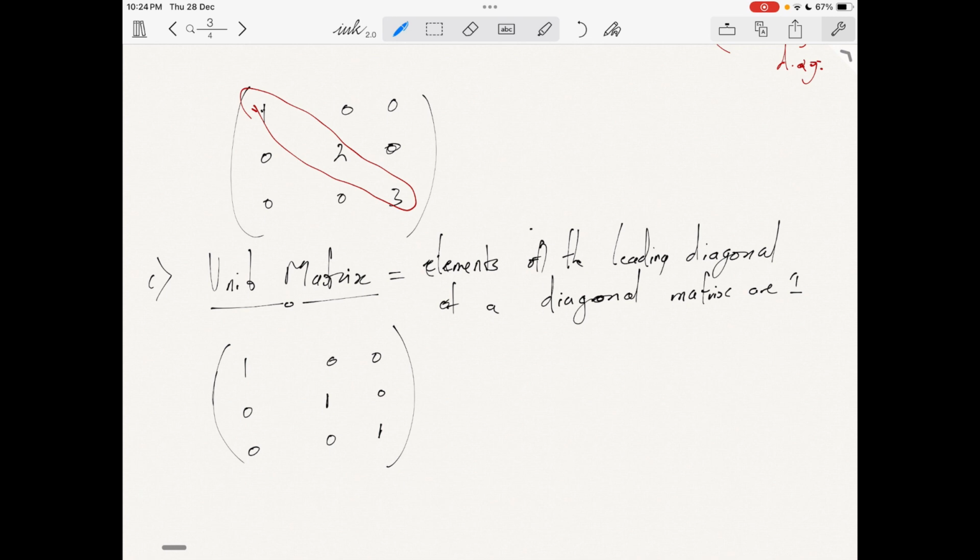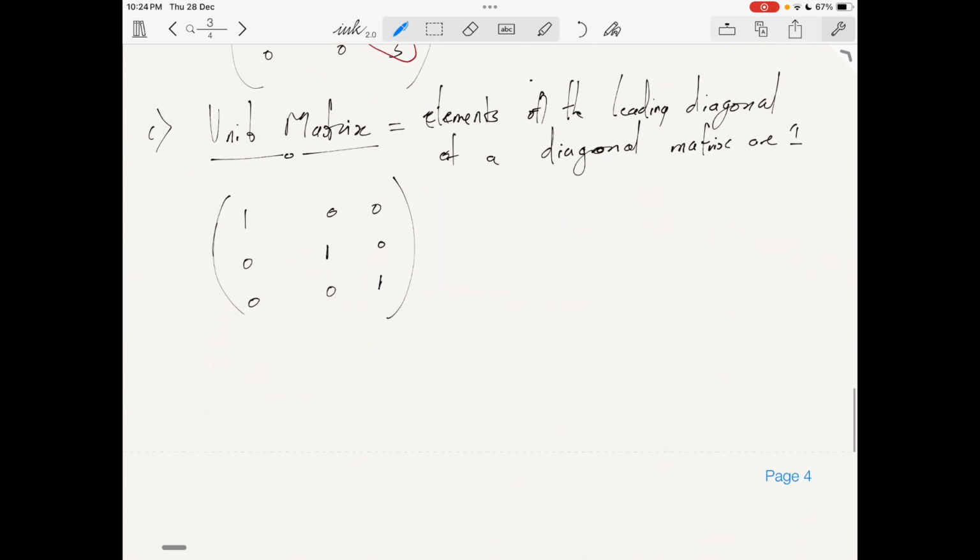It can also be a 2 by 2 matrix where we'll have 1 0 and 0 1. This is also a unit matrix. It can also be 4 by 4, and it can also be 5 by 5.